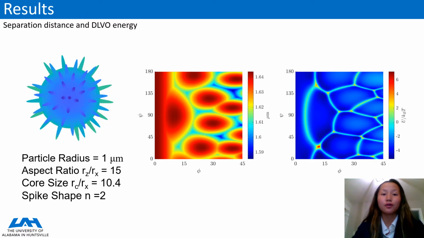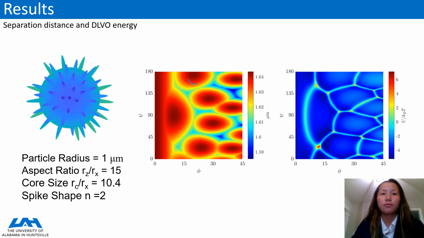Here are my initial results of the interactions between the spiky particle and the planar surface before the directional torque was applied. As you can see, this particle has a radius of 1 micron. The aspect ratio of the spike's lengths are 15. The core size is 10.4, and the shape of the spikes is n equals 2, which is ellipsoidal. This graph here on the left is the separation distance. This distance measures from the center of the particle all the way to where the particle touches the surface.